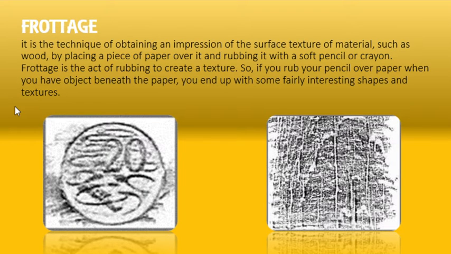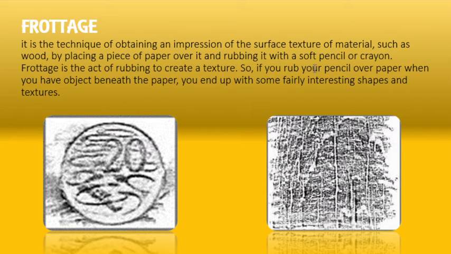Let's move on to talk about frottage. Frottage is the technique of obtaining an impression of the surface texture of material such as wood by placing a piece of paper over it and rubbing it with a soft pencil or crayon. And frottage is the act of rubbing to create a texture. This one is very short and simple.